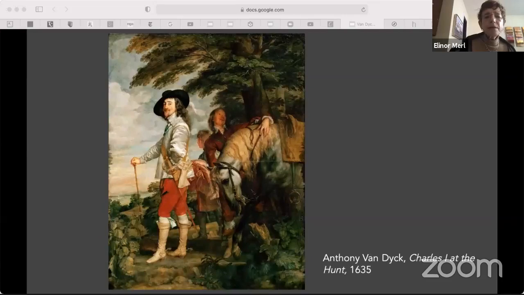Charles I at the Hunt from 1635 is the third of the equestrian portraits of King Charles I. It depicts Charles in civilian clothing and standing next to a horse as if resting on a hunt, in a manner described by the Louvre as, and I quote, a subtle compromise between gentlemanly nonchalance and regal assurance.